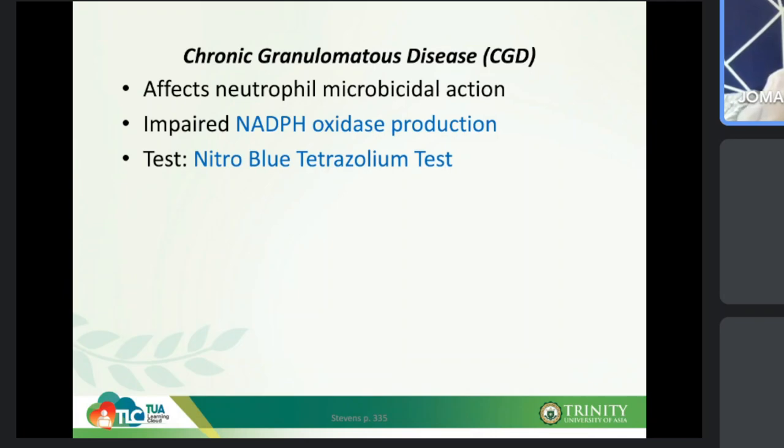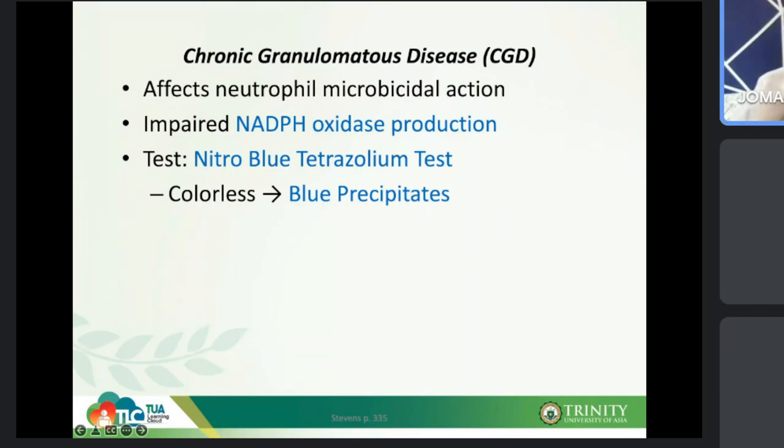Your nitroblue tetrazolium is a colorless compound. Anong gagawin natin? I-mix natin si nitroblue tetrazolium, o kung nagdo-drawing ka, blood plus nitroblue tetrazolium. I-reduce niya. When reduction happens, yung colorless nitroblue tetrazolium will create a blue precipitate. Okay? So, anong ibig sabihin niyan? This is to measure kung kaya ba nating i-convert yung colorless nitroblue tetrazolium to a blue precipitate. And it can only happen kapag meron kang enough na NADPH oxidase or yung mga enzymes.